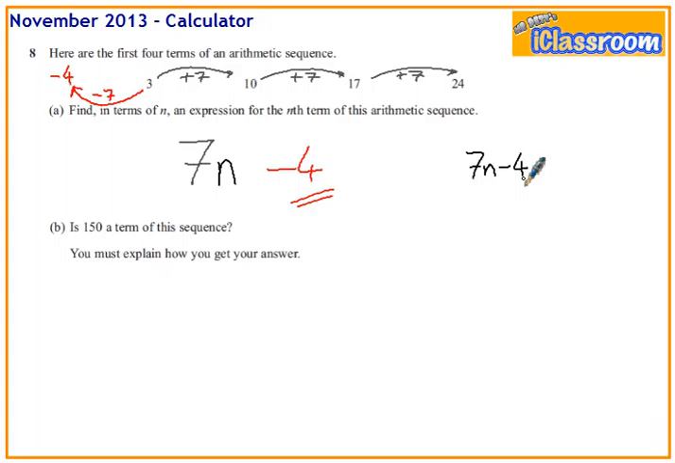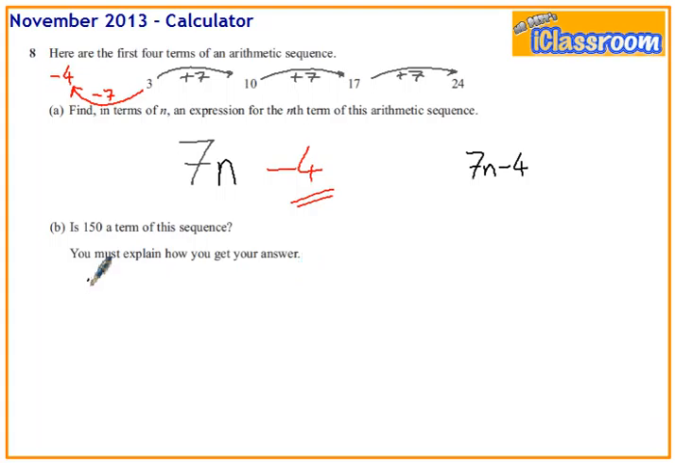For the second part of this question, we need to work out whether 150 is a term in the sequence. Now, a lot of people just like to sit there and keep adding on 7 and keep adding on 7 until they get there. We must clearly explain how we got to our answer. So if you are going to do that method, you are going to need to write down every single term all the way up to 150.